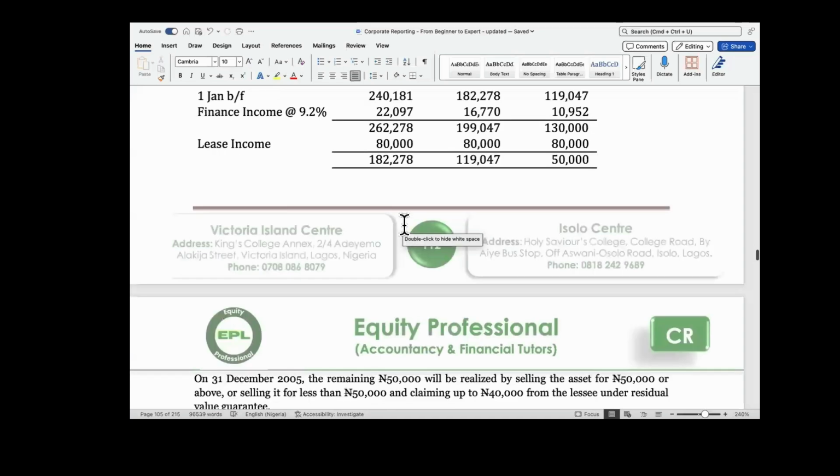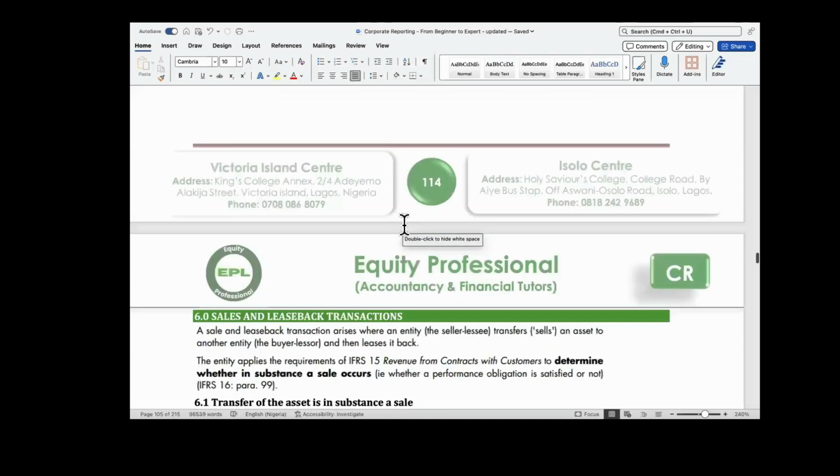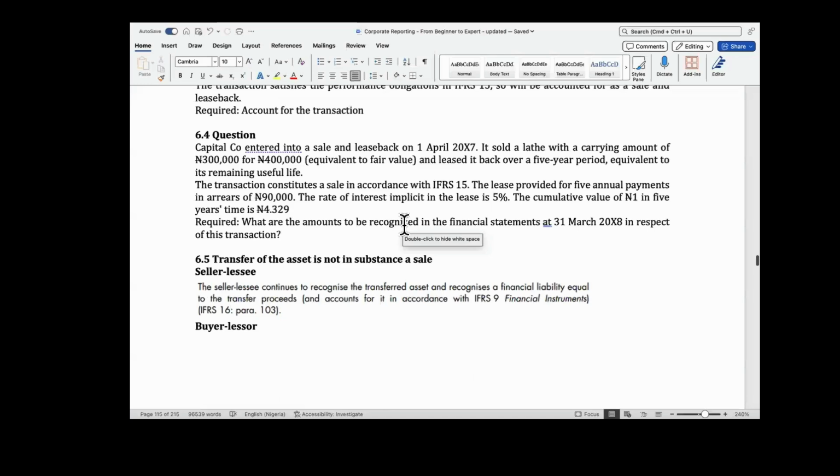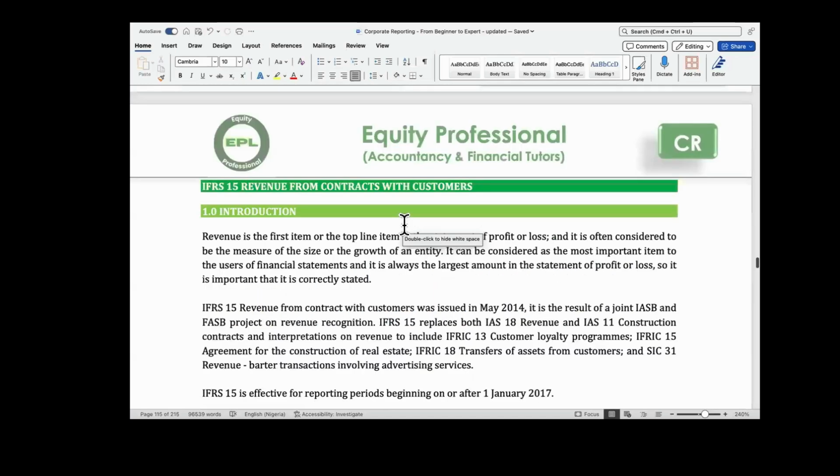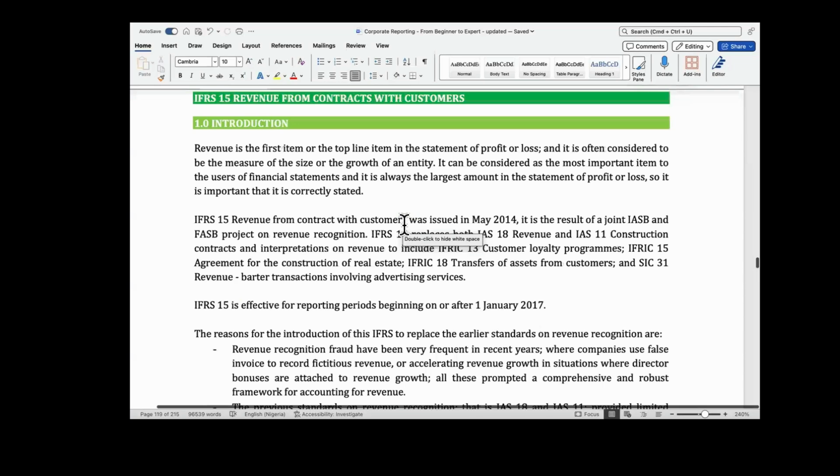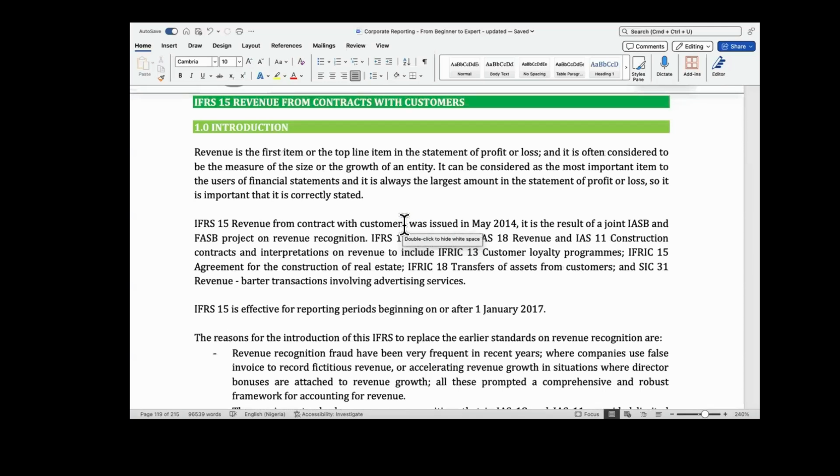We have not done leases, so we are still going to come back to leases. But for now, we need to move to IFRS 15 on revenue from contracts with customers. Can we continue? Yes, please. Okay, I need you to stay alert on this particular one because this is a new topic now.